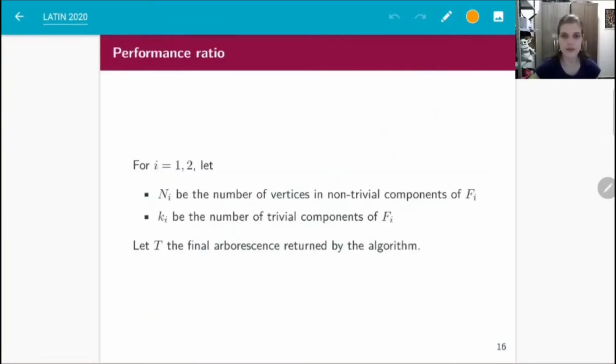So I'll give you an idea of how we calculate the performance ratio for this algorithm. For each of the 2 forests that we create during the algorithm, we call Ni the number of vertices in non-trivial components of Fi, and Ki is the number of non-trivial components also of forest Fi.